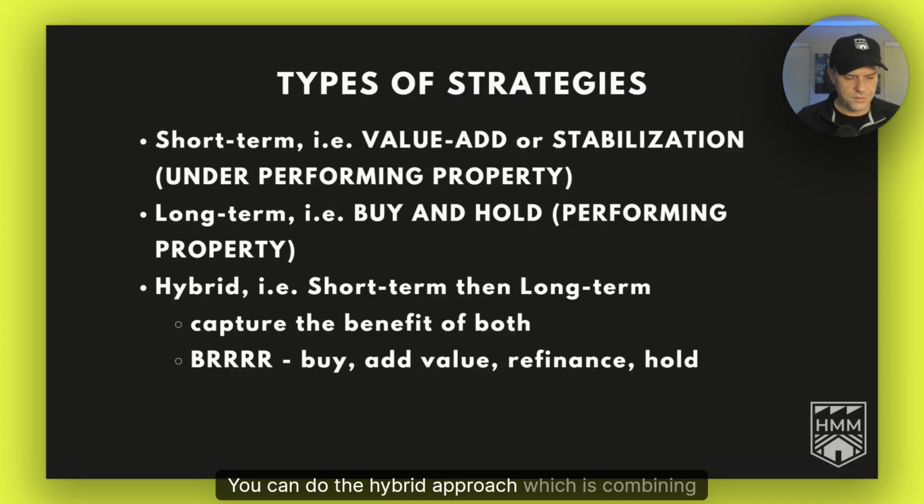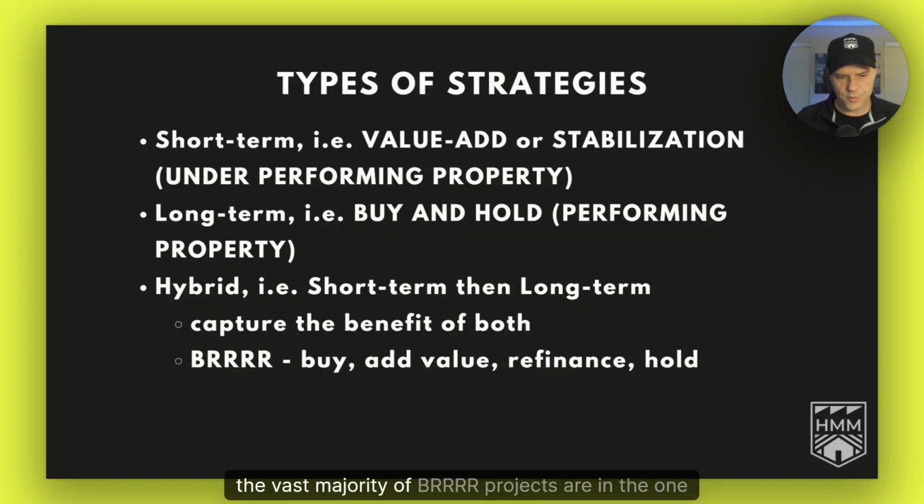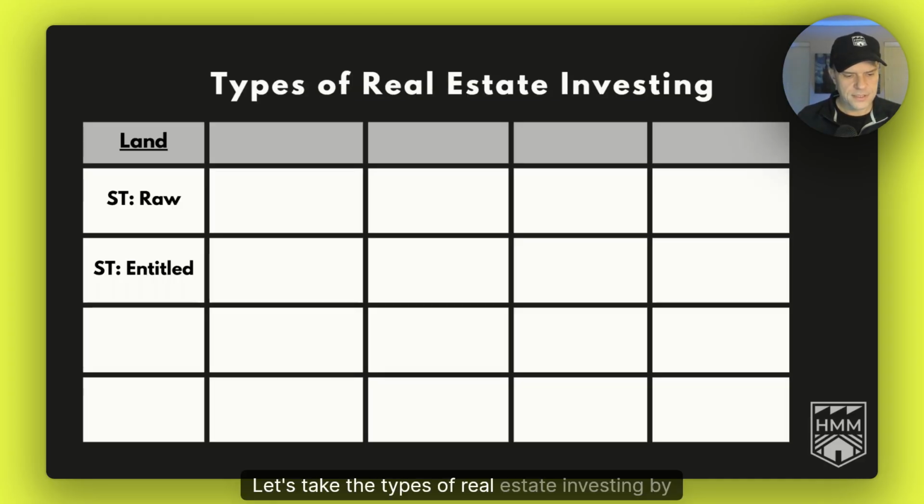You can do the hybrid approach, which is combining both the short-term and long-term phases to capture the benefit of both. The most common hybrid approach is indeed the BRRRR process: buying, adding value, refinancing, and holding properties long-term. The vast majority of BRRRR projects are in the 1 to 4 unit residential space, and this is why this area will be the scope and focus of the course. So let's take the types of real estate investing by property type and make a little chart with all the different strategies that are possible.